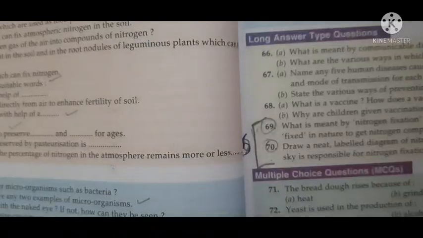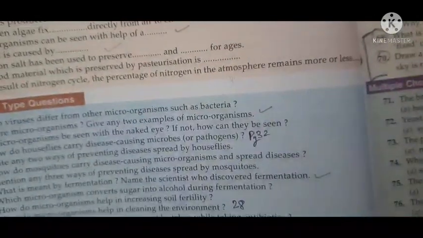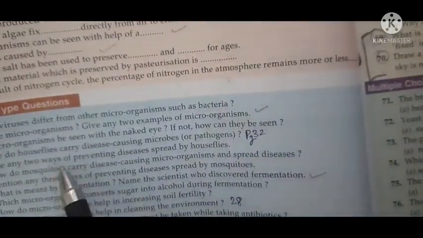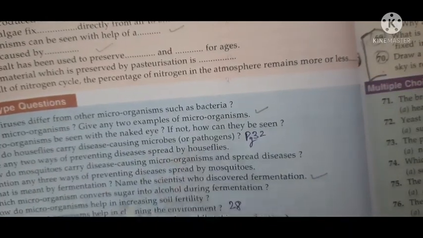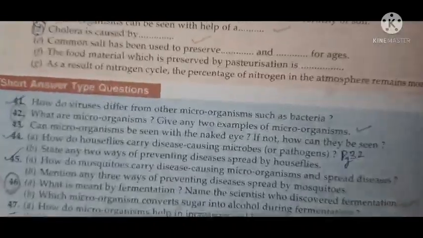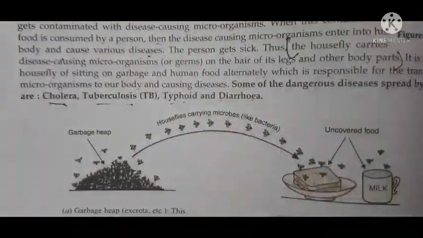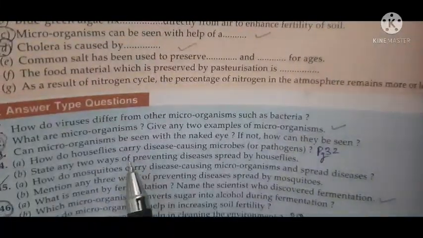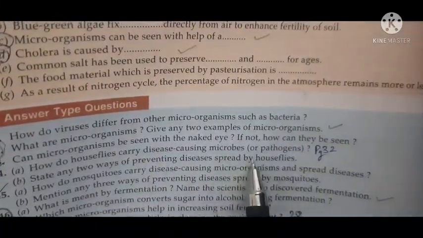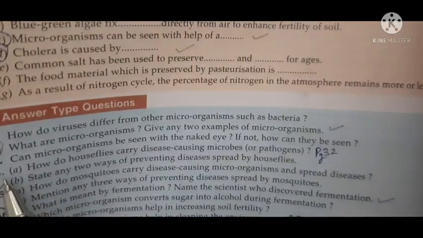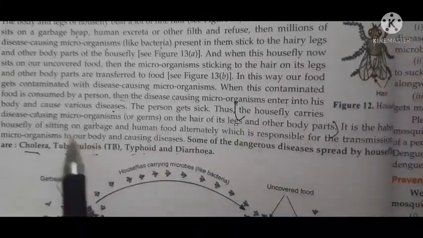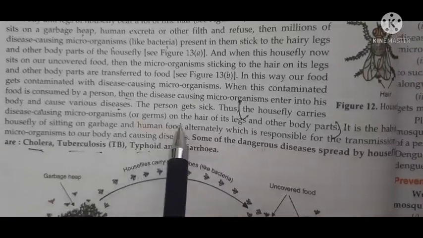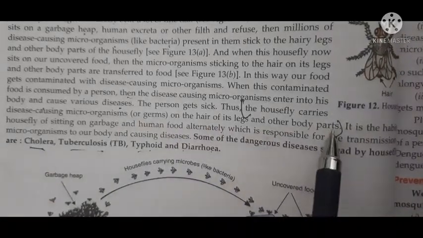Now please see another question, that is question number 44. How do houseflies carry disease causing microbes? Please open page number 32. See here. So what is the question? How do houseflies carry disease causing microbes or pathogens? So the answer to question 44A, what will you write? Please mark from here: the housefly carries disease causing microorganisms on the hair of its legs and other body parts.